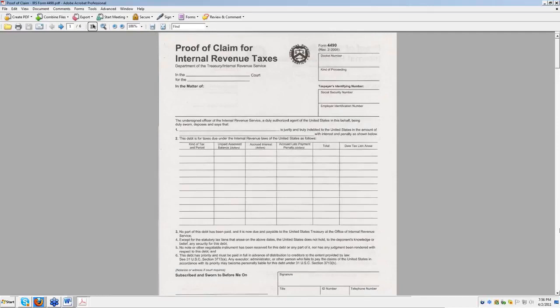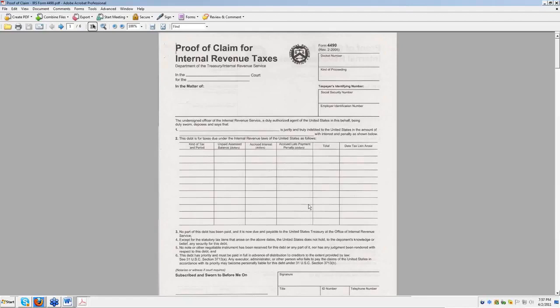The undersigned officer of the Internal Revenue Service, a duly authorized officer of the United States in this behalf, being duly sworn, deposes and says that the debt is for taxes due under the internal revenue laws of the United States as follows. Kind of tax and period. Unpaid assessment balance. Accrued interest, accrued late payment penalty, interest, total, date tax lien accrues.